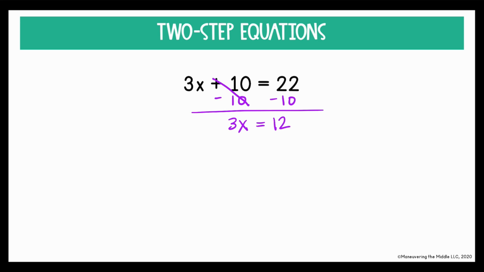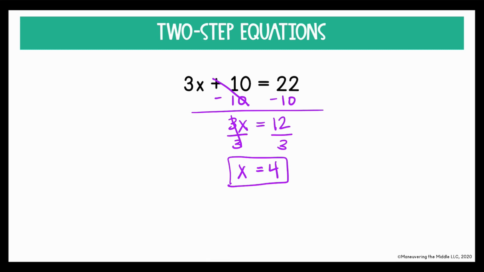Next, I'm ready to remove the coefficient. 3 is being multiplied by x, so the inverse would be to divide by 3. Again, everything we do to one side of the equal sign, we have to do to the other. 3 divided by 3 is 1, so that leaves me with just 1x. And on the right, 12 divided by 3 is 4. This means the solution to the equation is x equals 4.